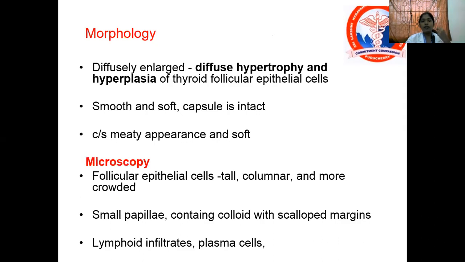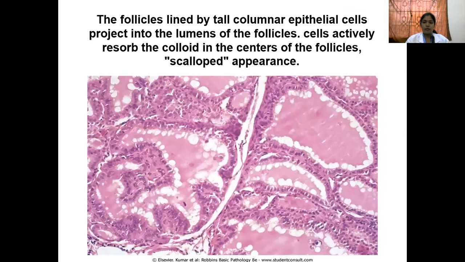So these are all the antibodies which are developed against self-antigens. So what is the morphology of the thyroid gland? The thyroid gland will be diffusely enlarged. There will be diffuse hypertrophy and hyperplasia of the thyroid follicular epithelial cells. The thyroid is smooth and soft with the capsule intact. The cut section of the thyroid is usually meaty and soft in appearance. Coming to the microscopy, the follicular epithelial cells are usually tall, columnar, and more crowded. Sometimes you can see small papillae containing colloid with scalloped margins and lymphoid infiltrate with plasma cells.